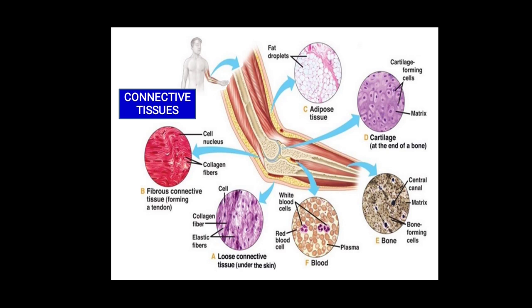Inside the hand there are blood vessels, so blood is flowing. There is a bone, so bone tissue is there. And at the end of the bone there is cartilage. Then some people have deposits of adipose tissue, the fat storing tissue, in the arm. And then you have the loose connective tissue and the dense connective tissue.